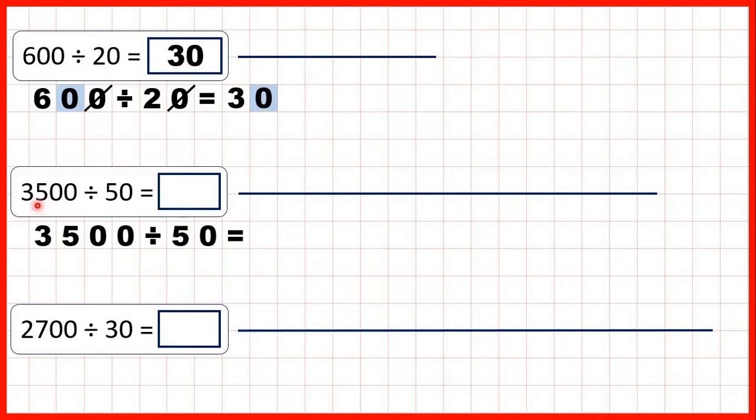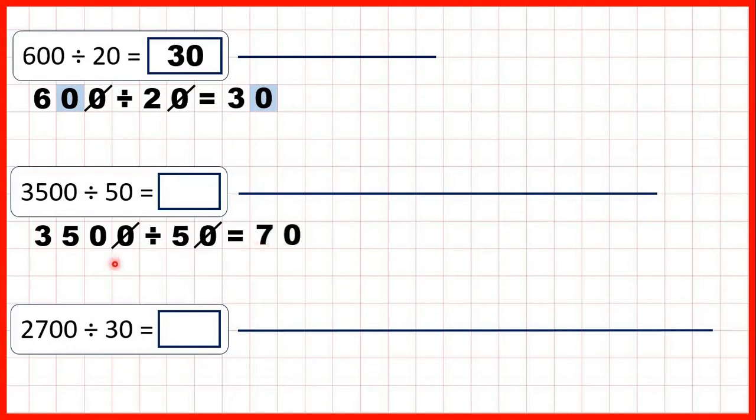Now we have 3,500 divided by 50. We have one end zero in the number that we're dividing by, so we can cancel one end zero. So now we have 350 divided by 5.